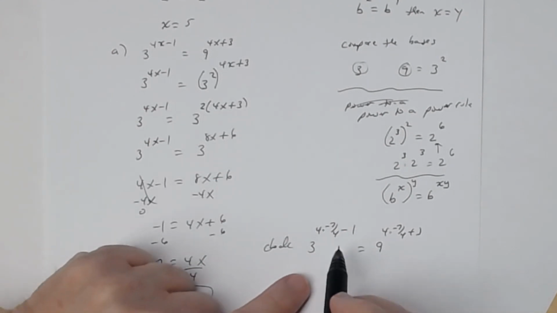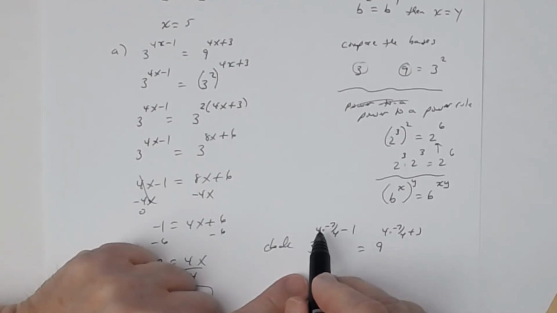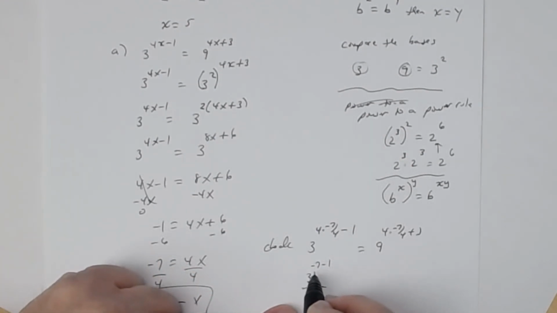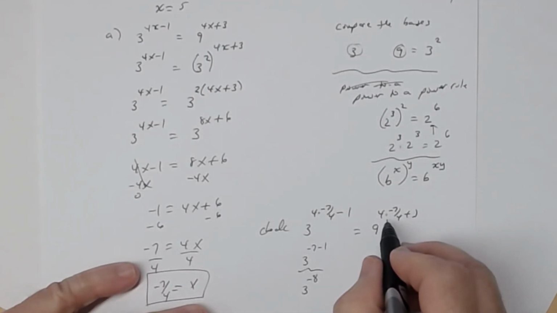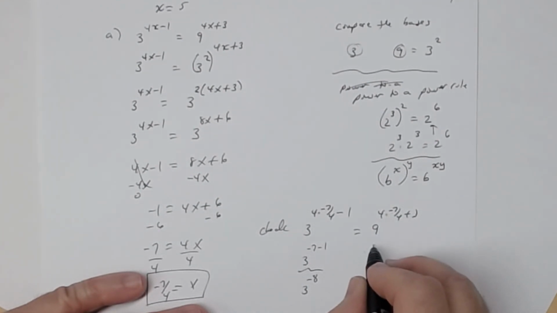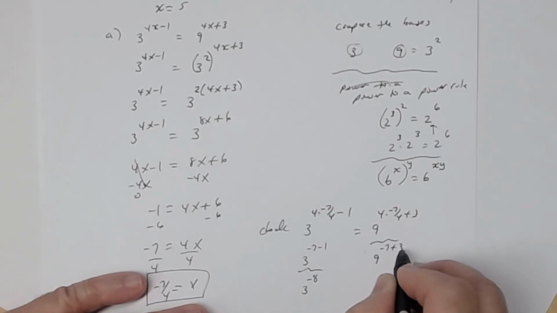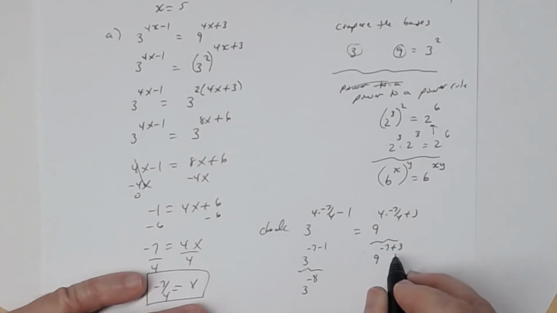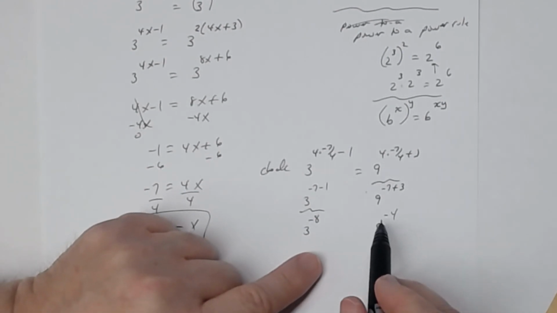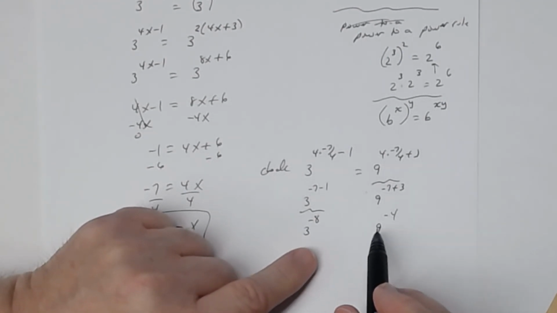Okay, and so here we have 4 times negative 7 fourths is a negative 7, so this becomes 3 to the negative 7 minus 1, and negative 7 and negative 1 is a negative 8, so this is 3 to the negative 8, right? Over here, 4 times negative 7 fourths is negative 7, so this right here becomes 9 to the negative 7 plus 3, and negative 7 plus 3 is negative 4, so that becomes 9 to the negative 4th power.